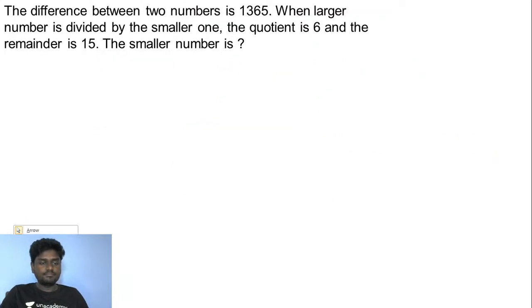The next question. The difference between two numbers is 1365. When the larger number is divided by the smaller one, the quotient is 6 and the remainder is 15. The smaller number is what?